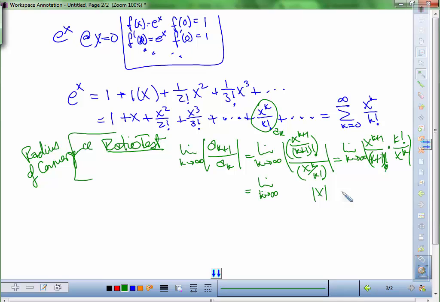And since k goes from 0 to infinity, then we don't need to worry about the absolute value around k. But what do I have here? I have k factorial over k plus 1 factorial.